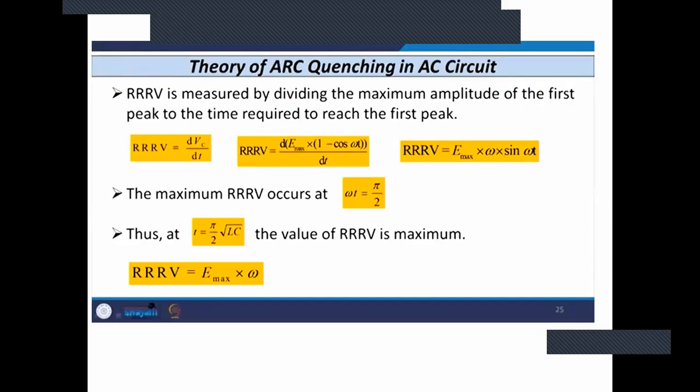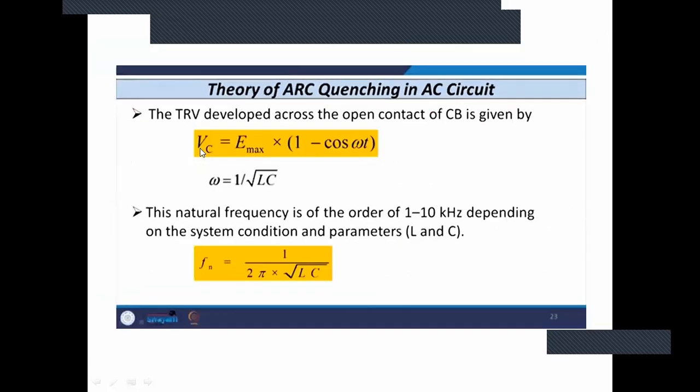These are some equations. RRRV is measured by dividing the maximum amplitude of the first peak by the time required to reach the first peak. So RRRV is equal to d by dt of Vc, the rate of change of voltage. And RRRV is the rate of change of E maximum, replacing this value of Vc.